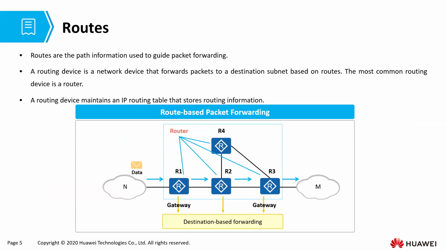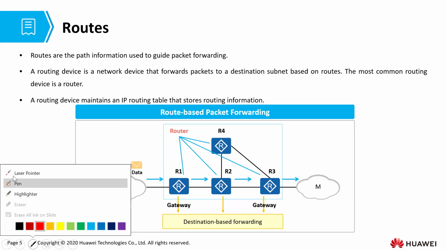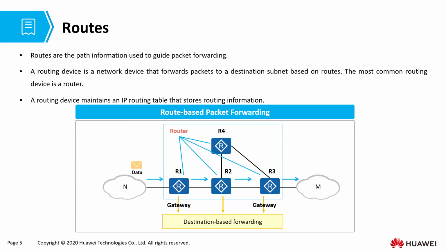Routes, a path information, is to guide packet forwarding. A router is a device that forwards packets to the destination. A routing device maintains an IP routing table, right? So how a router performs its duties, the routing, it makes use of what we call the IP routing table. So basically, the IP routing table contains all the routes that are known to the router.